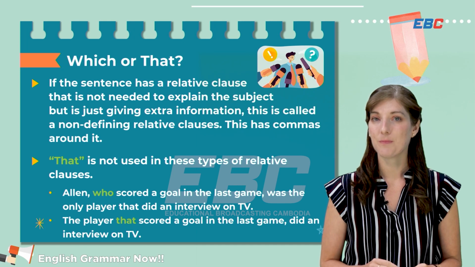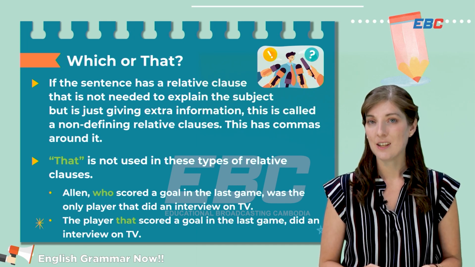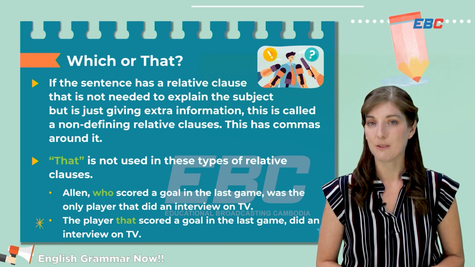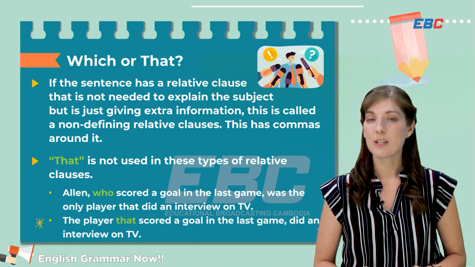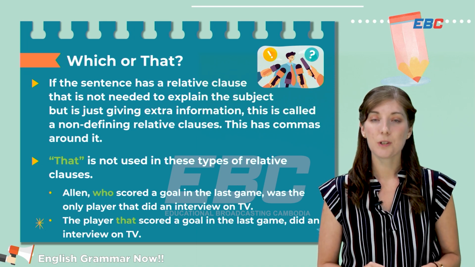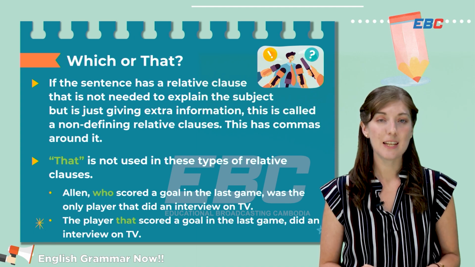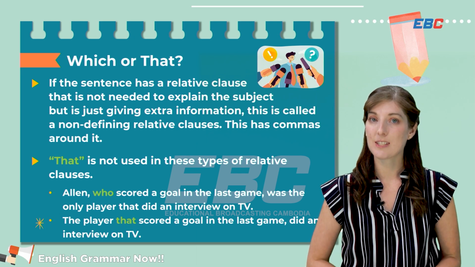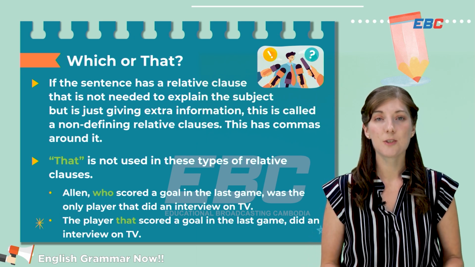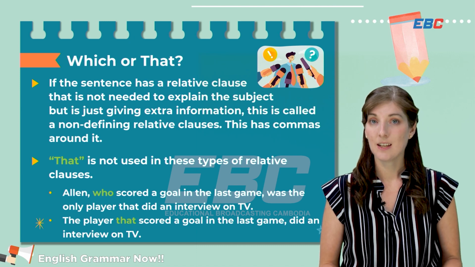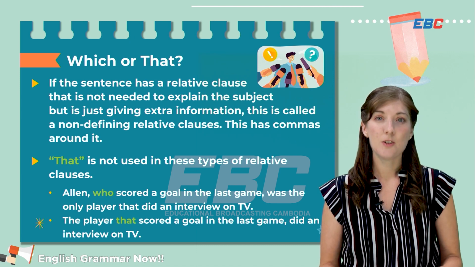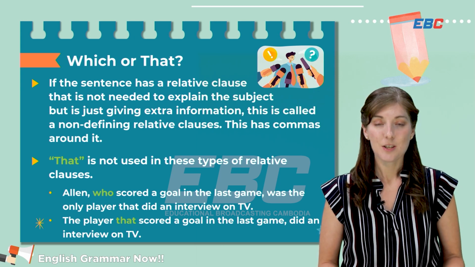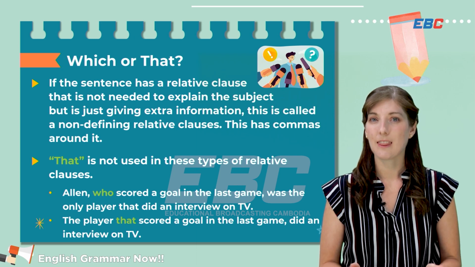Here's an example. If we use the sentence, Alan, who scored a goal in the last game, was the only player that did an interview on TV, we have the non-defining relative clause, who scored a goal in the last game. And you can see that the commas are before and after it. We can take this clause out of the sentence, and we will have no trouble understanding who the subject is and what it's talking about. This is non-defining because it's not needed to understand the sentence. So in this kind of clause, we wouldn't use that.